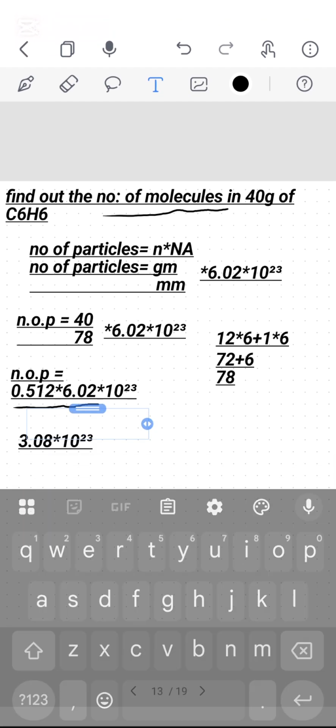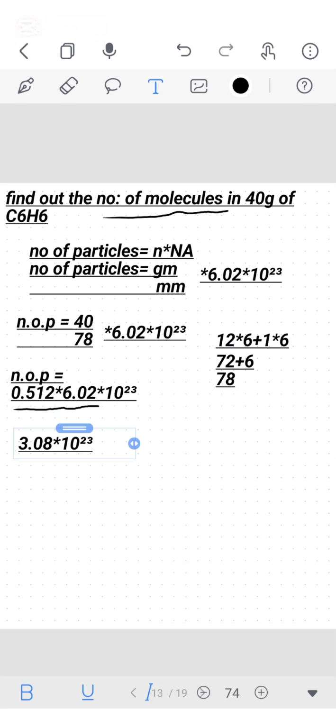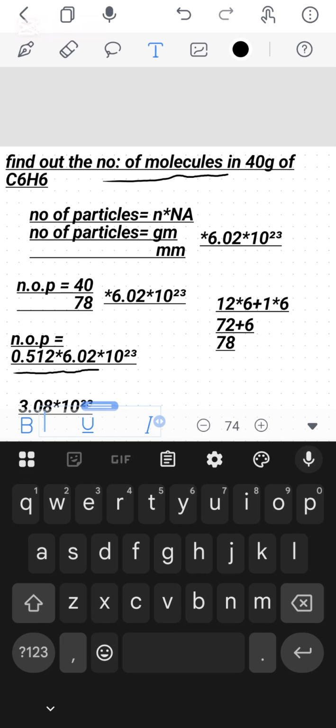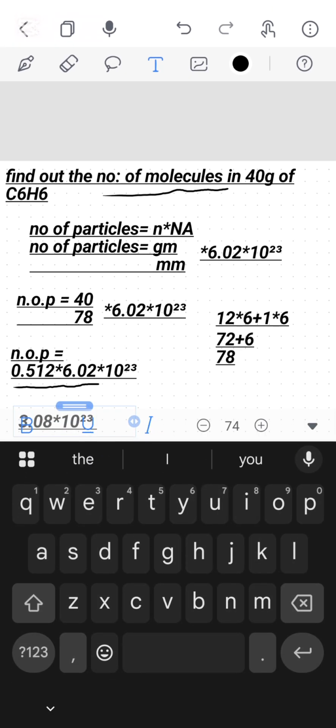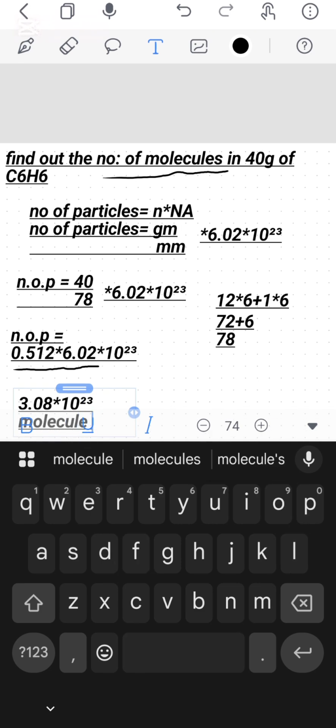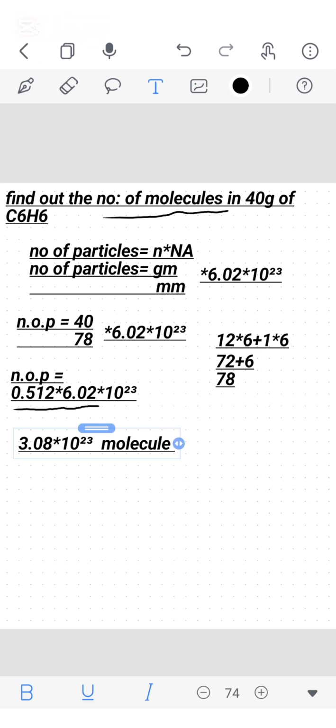Now that isn't our proper answer. You may clearly see that we are finding out the number of molecules, so the unit of number of molecules would be only molecules. If we don't write that, our examiner will be deducting our marks on that basis. So molecules is the unit. I hope that is clear to you.